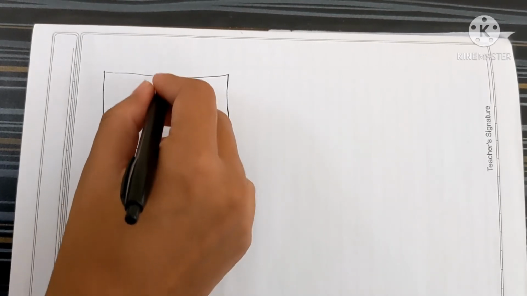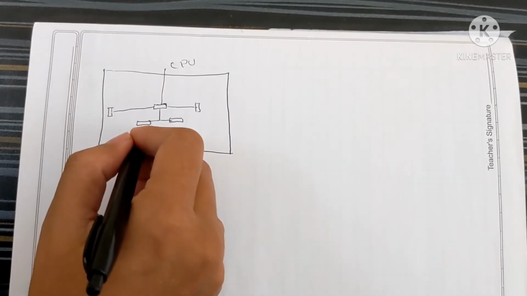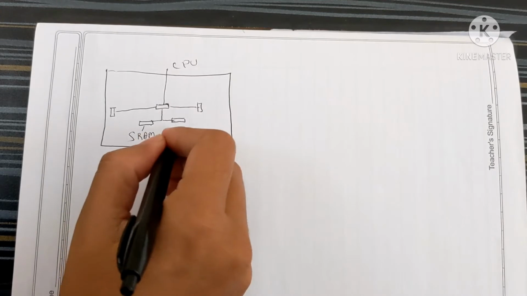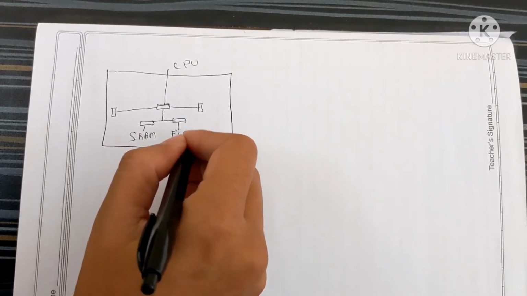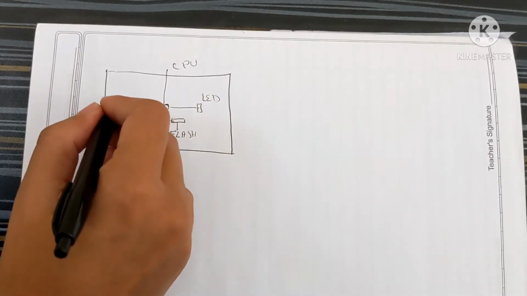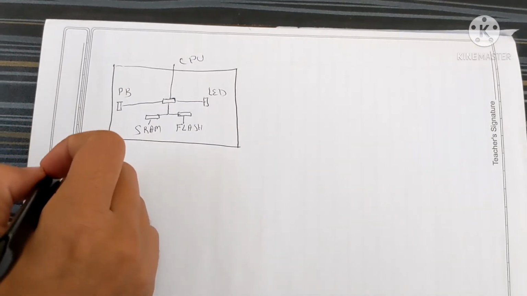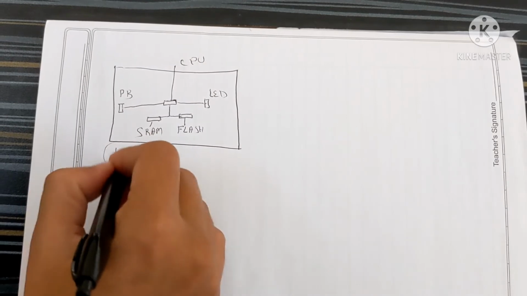This is the CPU, this is SRAM, this is flash, this is the LED, this is the push button. Okay, so this is a typical computer. Let's call this architecture 1.